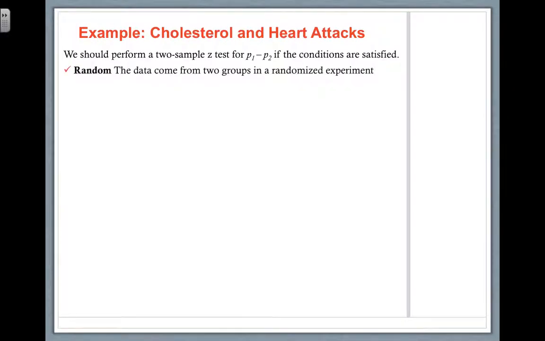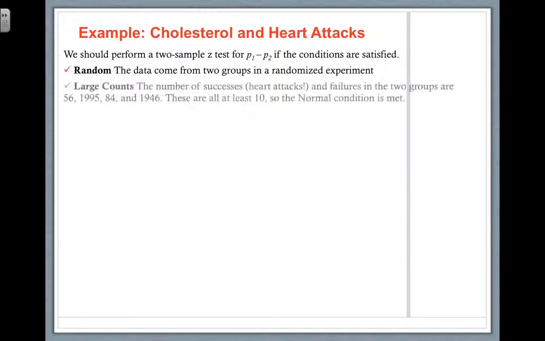In order for us to perform our significance test, as always, we have to check our conditions. So it's random, but you're going to see that it's not from a random survey. It's not an SRS. It's a randomized experiment. So you'll have to see that wording in the problem, whether it's a randomized experiment or the volunteers and then the treatments were randomly assigned.